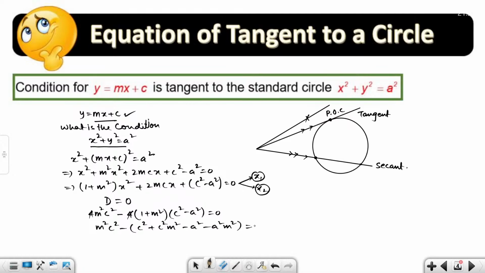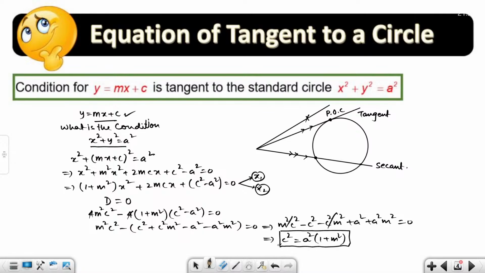Let me open the brackets. So we are getting m square c square minus c square plus a square plus a square m square equals to 0, and this will go off. So we are having actually c square equals to a square into 1 plus m square. And that is the condition.